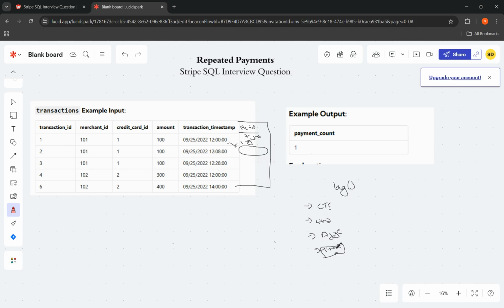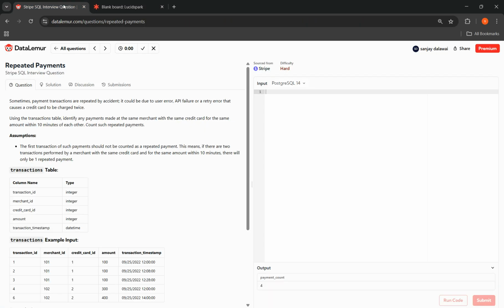So before writing the main query, which will contain the CTE with the difference between the transaction timestamps, it will be helpful for understanding the core idea if we write an intermediate query, which will contain the transaction timestamp and the previous timestamp, and by visualizing that output, it will be very clear for us to write the main query. So let's write the intermediate query in SQL.